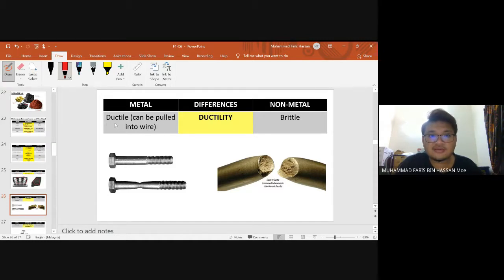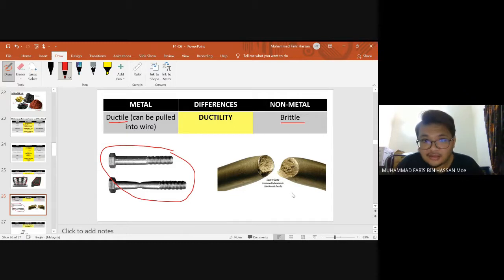Okay, then for ductility, ductility means it can be pulled into wires. So metal is quite ductile compared to the non-metal, which is brittle. This is an example of metal that can be ductile. You can see that it can be pulled into wires. You can give pressure, pull it and form it into wire. But for non-metal, if you try to make it ductile, it can break easily.